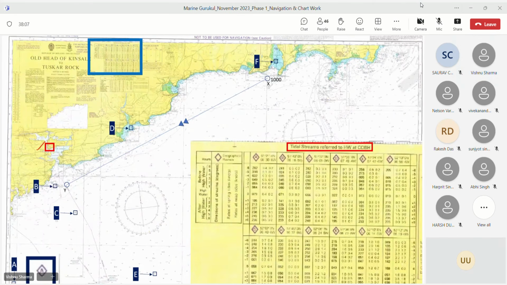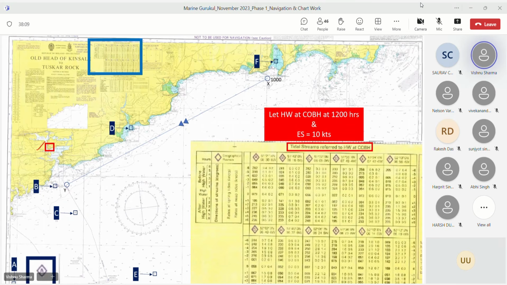Okay. Now we are assuming that let high water at Cobe be at 1200 hours and the engine speed be 10 knots. So this is the information. This information, what time of high water, has to be given in the chart. Otherwise, I can't do anything. So if high water is at 1200 hours, what time am I starting from X beta?